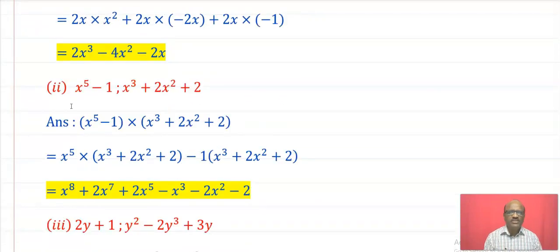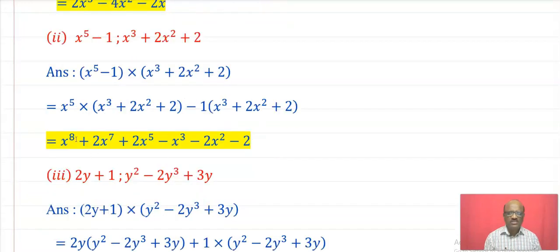Now next multiplication is x raised to 5 minus 1 into x cube plus 2x square plus 2. Here is the multiplication. X raised to 5 into, in bracket, x cube plus 2x square plus 2. Now we will multiply the whole bracket by this minus 1, that is minus 1 in bracket x cube plus 2x square plus 2. Normal multiplication. While multiplying these, we will apply the law of indices. 5 plus 3 is 8. Next is 5 plus 2, that will be 7, and x raised to 5 into 2, that is 2x raised to 5. And the next, we multiply by 1, so they remain as they are. Only the sign of the terms in the bracket will change.